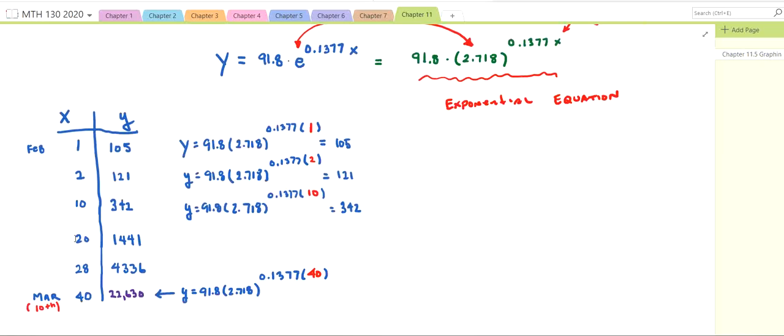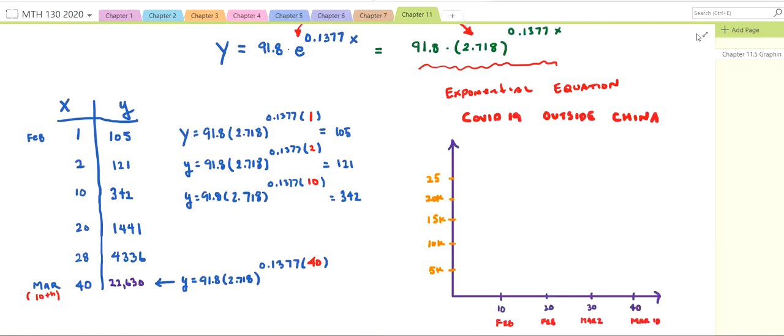Here I've done the calculation for the 20-day mark, and the number of infected people outside of China was around 1,441 by close to the end of February. Actually, February had 29 days this year, but on the 28th of February, if I put 28 in this equation, I didn't do these two, then 4,336, and finally, the 40th day, which is equal to March 10th. I think I said the 6th up above, but let's go with the 10th, is 22,630.